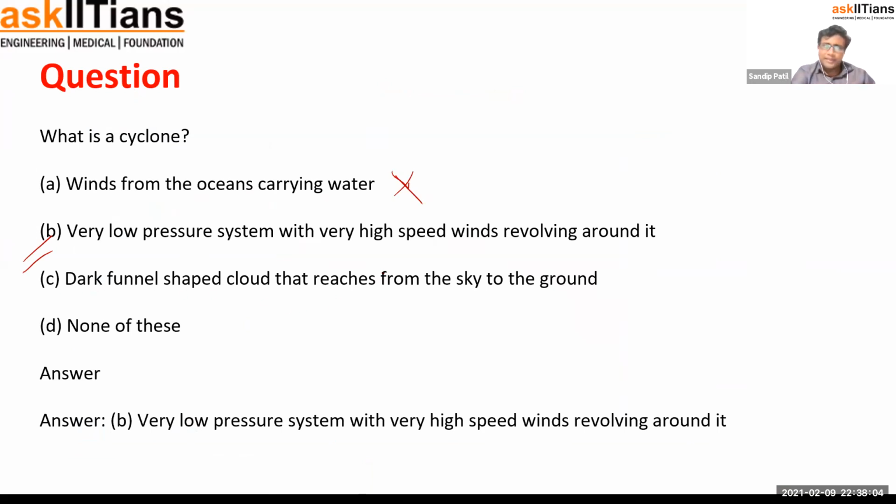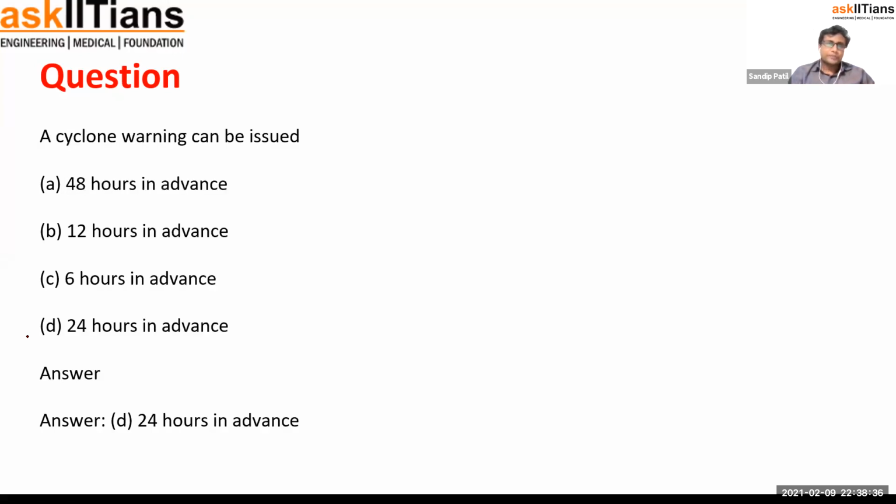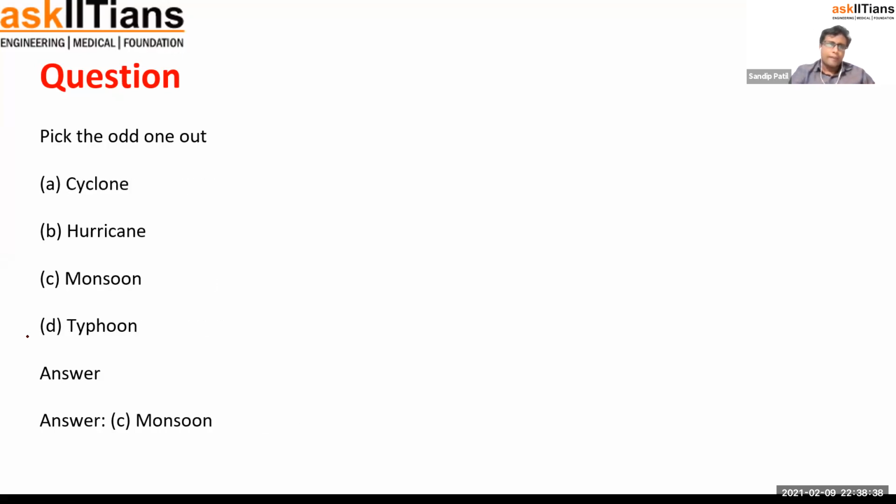So dark funnel shaped cloud, no, that's not true. That reaches from the sky to ground, no. Okay. So there's a cyclone. Then pick the odd one out. Right? I already told you that cyclone has a different name in different countries. In India, it is called a cyclone. In the US, it is called a hurricane, and in Japan, it is called typhoon. So these are nothing but all cyclones. Which one is the odd one? Monsoon. Monsoon is the odd one. Okay. So mark this one.